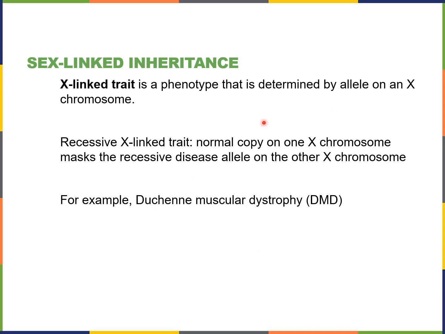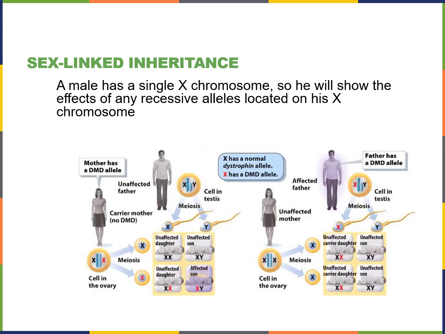Another example is Duchenne muscular dystrophy, or DMD. So you can see here sex-linked inheritance with the mom who has a DMD allele, and then dad who's unaffected. So he has a normal X and a Y. Mom has a normal X and an affected X, so she is a carrier for this. She can pass it on to her son or daughter, but she's not going to show this trait. Dad is unaffected. He's just going to be able to pass down an X or Y, right?